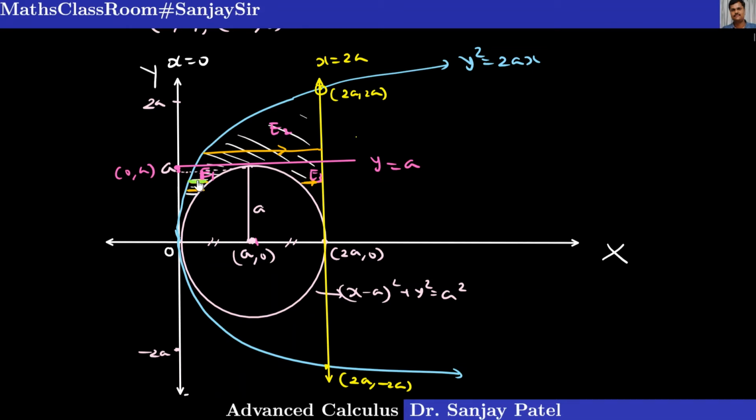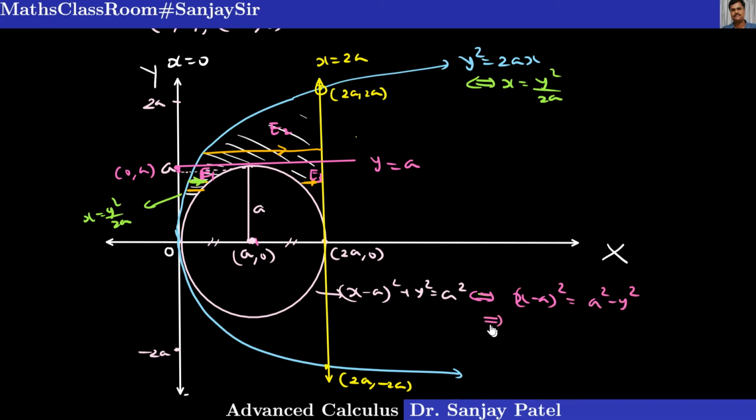If you take a strip parallel to the x-axis in the region E1, the left-hand curve is this parabola, and we have to express the equation of this parabola as a function of y. So from this I can write x is equal to y square by 2a. The equation of this parabola is x equals y square by 2a, and the equation of this circle, now understand what this circle is, is given by (x minus a) whole square plus y square is equal to a square. This circle I can write as (x minus a) square is equal to a square minus y square.